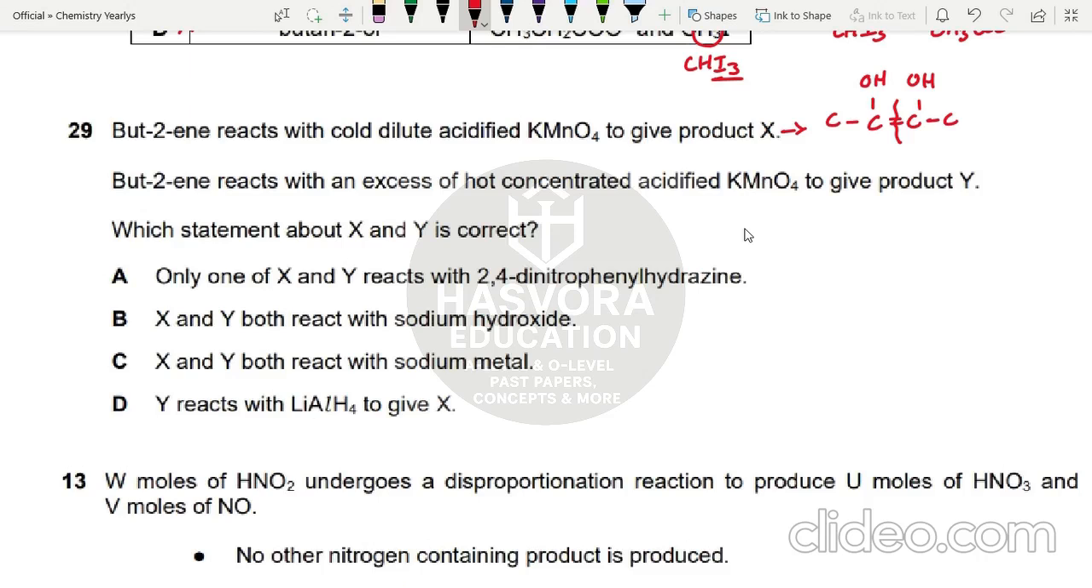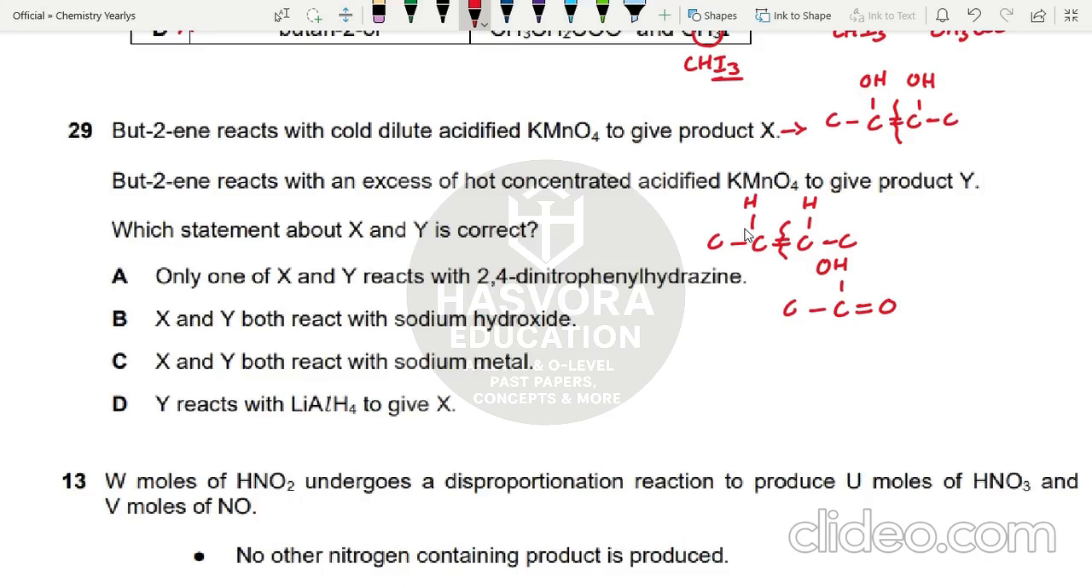Then they have said that butene reacts with an excess of hot concentrated acidified KMnO4 to give product Y. So product Y will be actually like this, and this will terminate. This has H here, this has H here, so this will form carboxylic acid, which will be like this. Okay, so this is actually an ethanoic acid. Both of them will be ethanoic acid.